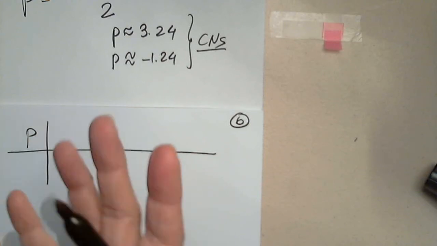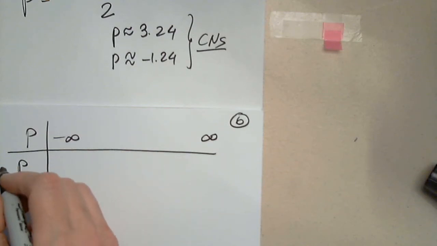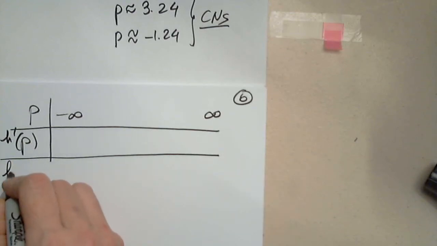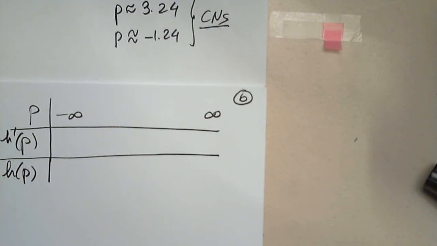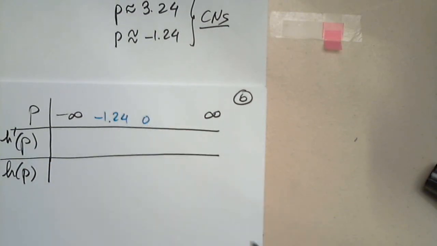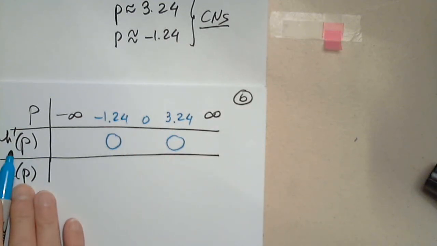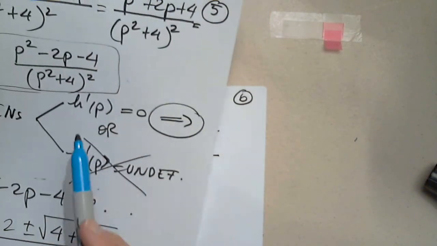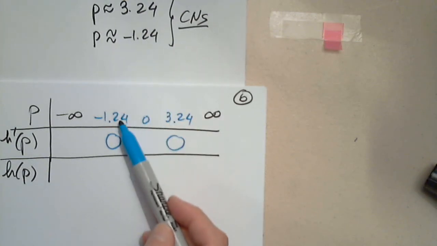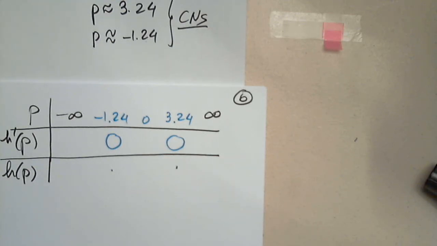P, no restrictions on this function, we already established its domain. Let's put h prime of p, and let's also put h of p. We determined two critical numbers, negative 1.24, 0 is somewhere in the middle, and 3.24, and we established that the first derivative is 0 at these points. H prime of p is 0 at 3.24 and negative 1.24. I can determine these values by plugging them in the function.